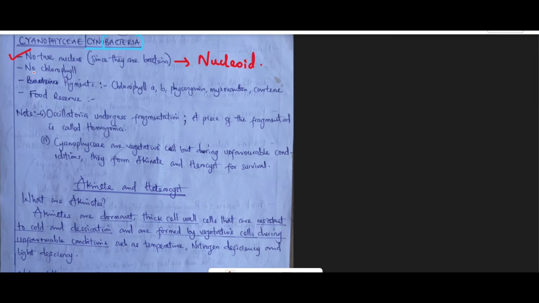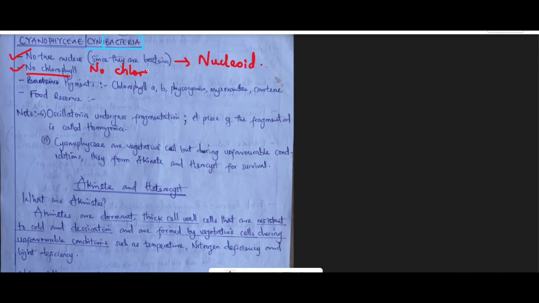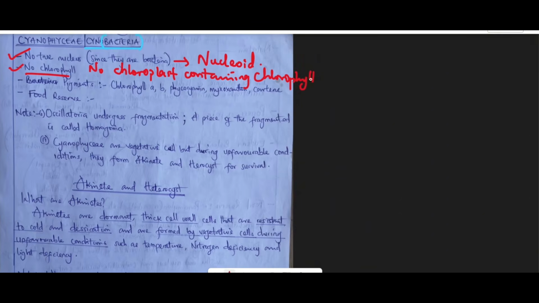All right. The next characteristic tells us that they possess no chlorophyll. Okay, saying they possess no chlorophyll is not really true. But what we are saying here is that they possess no chloroplast containing chlorophyll. All right. So the next characteristic is about the pigments. Now, the pigments that they possess are chlorophyll A, chlorophyll B, phycocyanin, isoxanthin, and carotene.